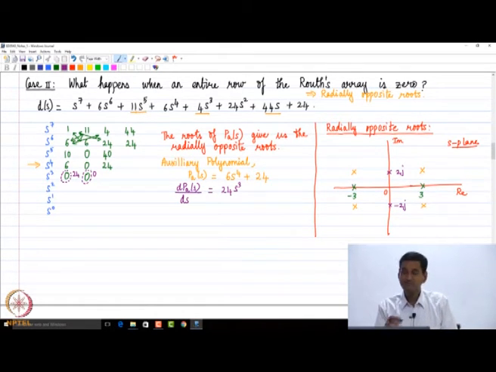So let's continue the process. Let's go to the s squared row. What will I get? If I go to the s squared row, what will I get? 24 times 0 minus 6 times 0 by 24. What is it? 0, right. Let's continue. And what will come here? 24 times 24 minus 6 times null entry by 24. What will that be? 24, right. So now what should I do?